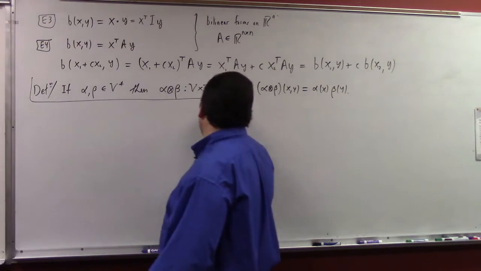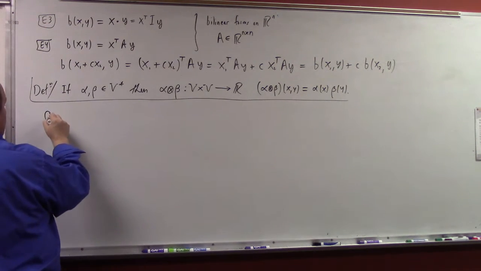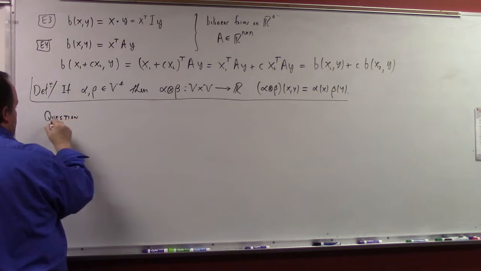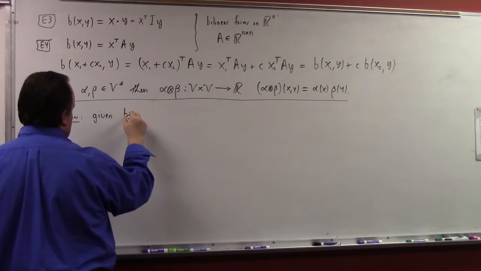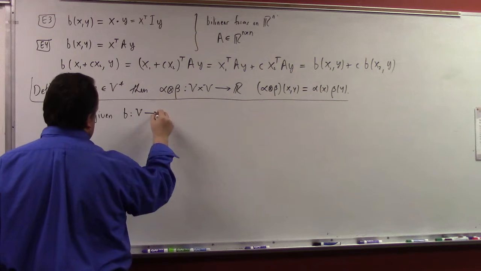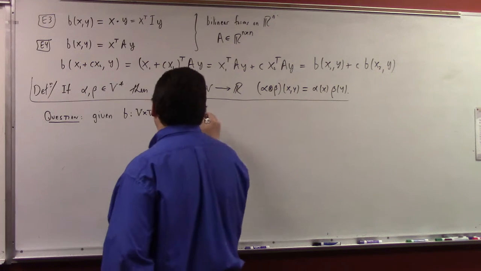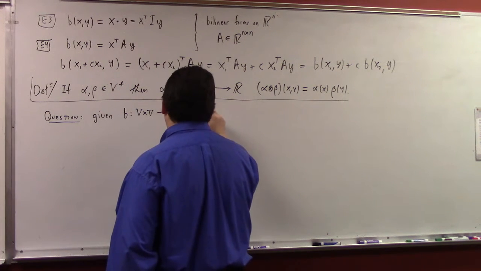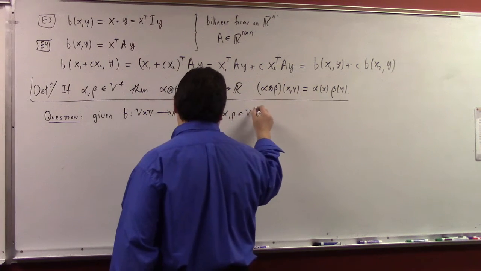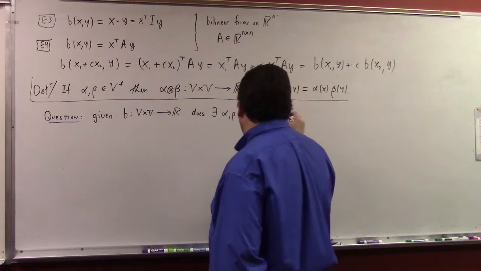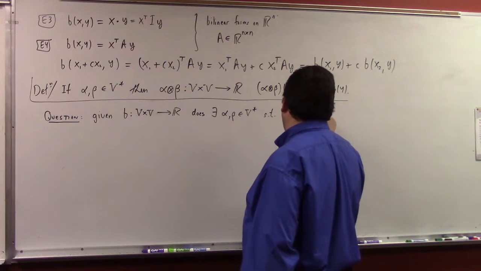Now here's an interesting question. And this is not an easy question, I think, in general. All right? So here's something for you to chew on. Given B, a bilinear mapping from V cross V to the reals, right? Does there exist alpha and beta in V dual such that B is equal to alpha tensor beta?